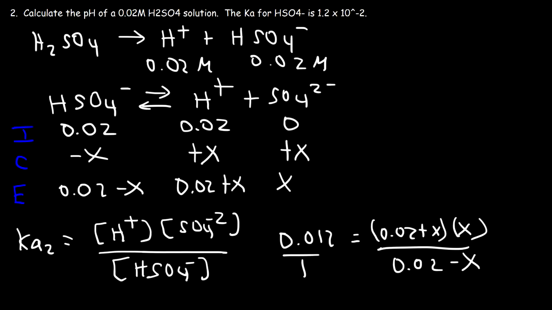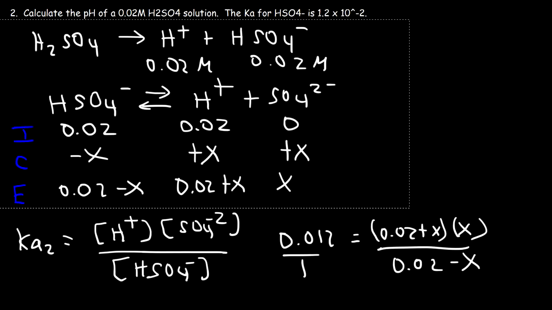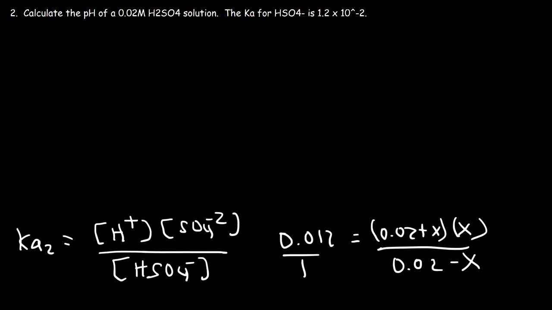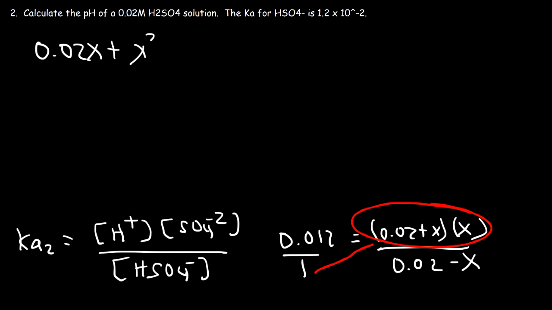So what we need to do is use a quadratic equation. But first, we need to rearrange what we have. So let me get rid of this. And just keep in mind that H plus is 0.02 plus X. We'll need that when we calculate the pH later. Now let's cross multiply. So 1 times all of this stuff is just going to be 0.02 plus X times X. And if we distribute the X, it's going to be 0.02X plus X squared.